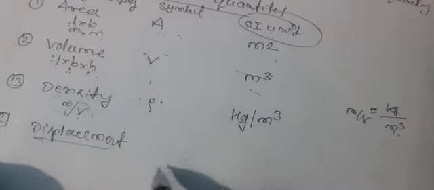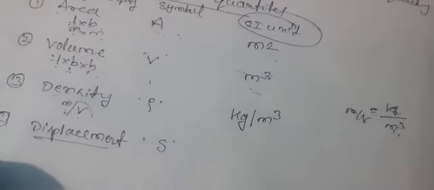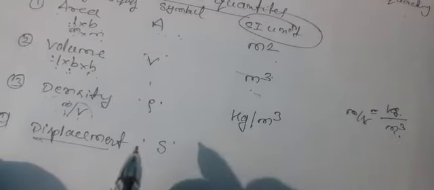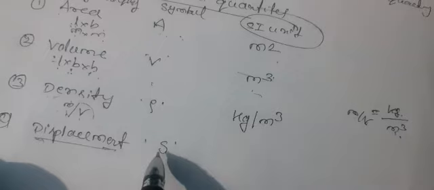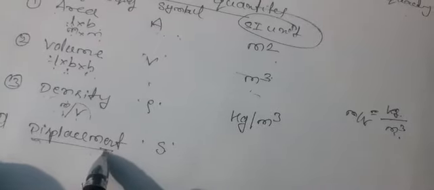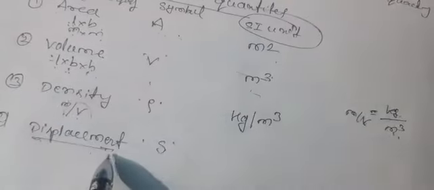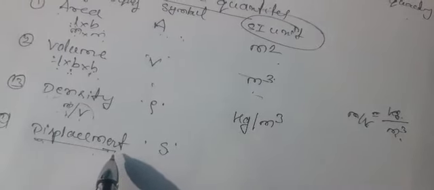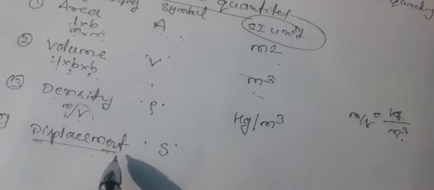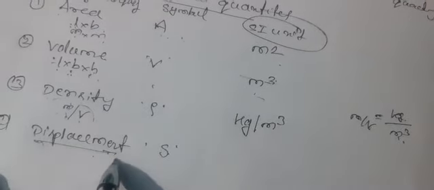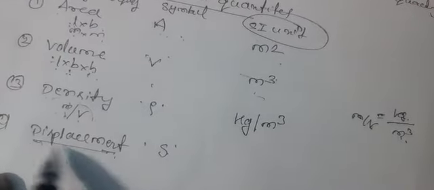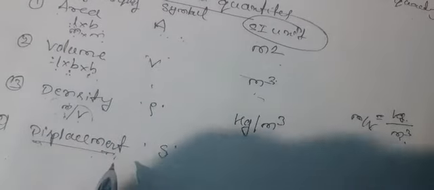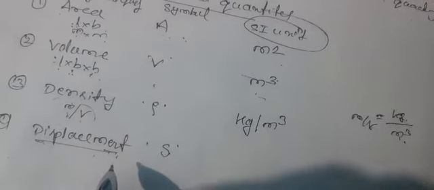Displacement is represented by the symbol capital S. What is the difference between distance and displacement? Displacement means the position of the object changes in a particular direction. The direction of the particle is one direction, that is called displacement. For example, what is the example?